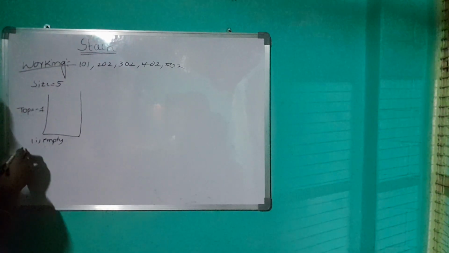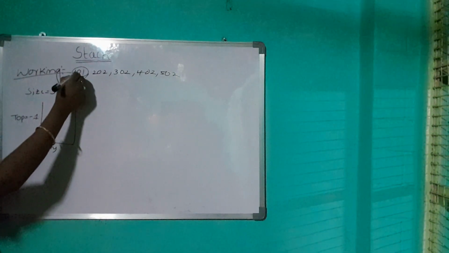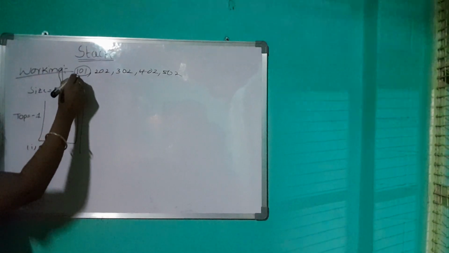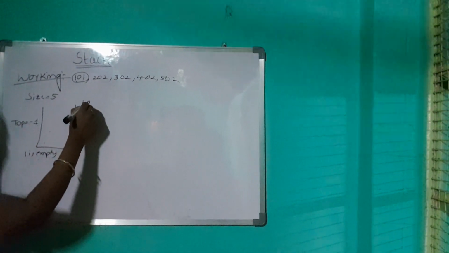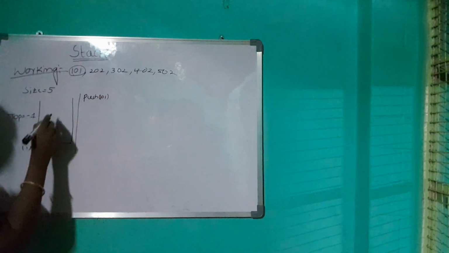Now, initial condition: top is equal to minus 1. Top points to minus 1 because the stack is empty. And second step, we have to insert 101 into the stack. That means we have to perform push operation with element 101. Push 101 into the stack.